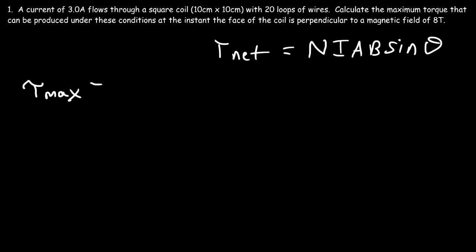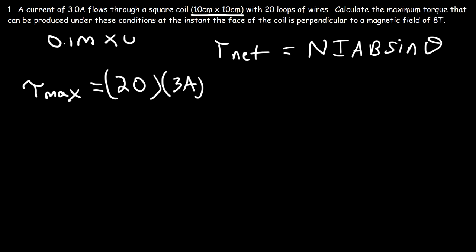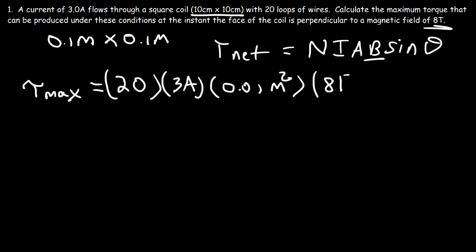The maximum torque is going to equal the number of loops, which in this example is 20 loops, times the current, which is 3 amps, and then the area of the coil, length times width, that's 10 centimeters by 10 centimeters, or 100 square centimeters, but we need to convert that to meters, so 0.1 meters multiplied by 0.1. That's going to be 0.01 square meters. And then the strength of the magnetic field, which represents B, that's 8 Tesla. And if we want the maximum torque, the angle has to be 90. So sine 90 is equal to 1.